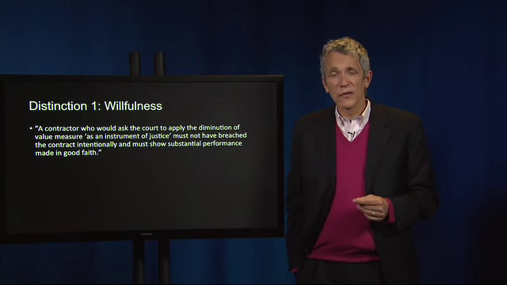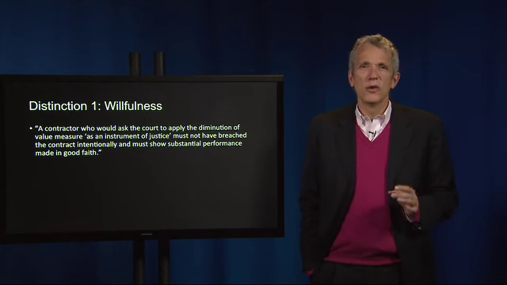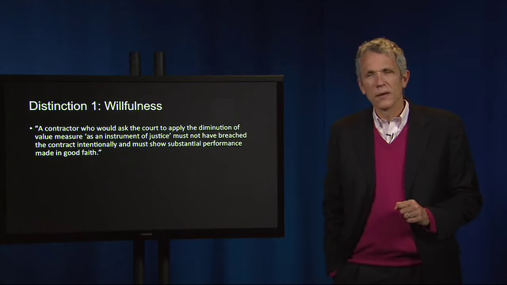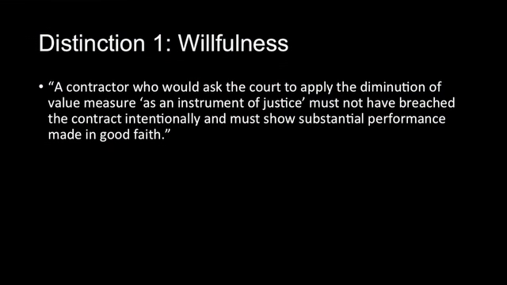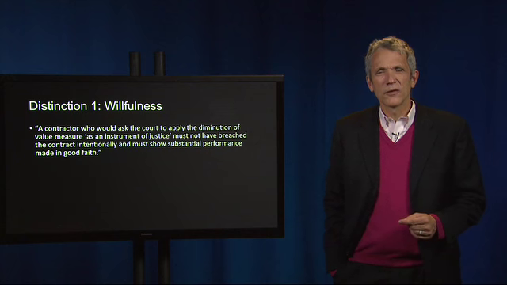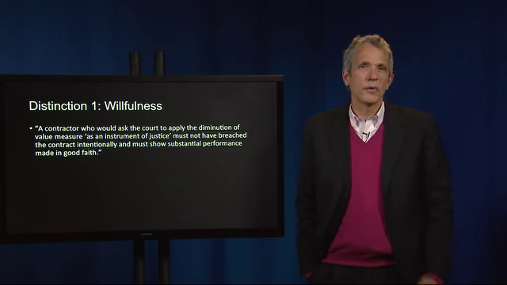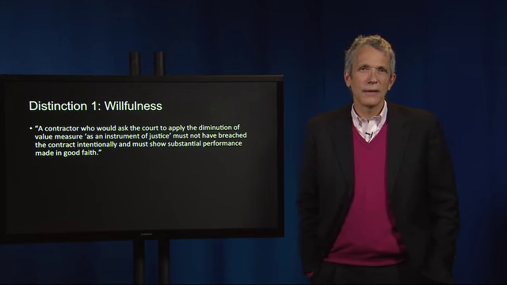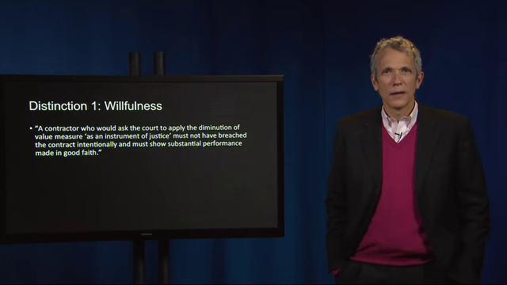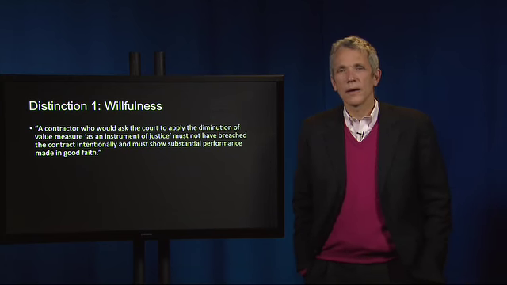The first argument rests on the distinction between unintentional good faith omissions and intentional ones. He relies on Judge Cardozo's statement in Jacob and Youngs that, quote, a contractor who would ask the court to apply the diminution in value measure as an instrument of justice must not have breached the contract intentionally and must show substantial performance made in good faith. In this case, the contractor denied that the contract even required him to do the grading he was now being sued for failing to do. It clearly wasn't an oversight. He intended not to grade the property as the court found the contract required.